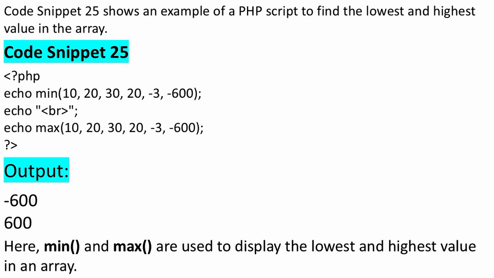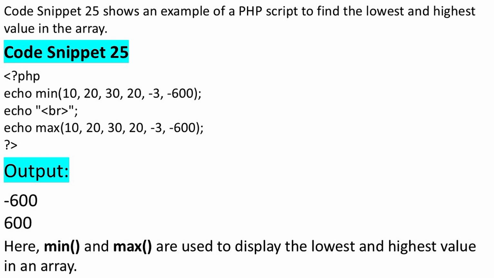Then, a line break is added using echo to separate the results for better readability. Next, the script uses the max function in a similar way. Echo max(10, 20, 30, 20, 3, 600). Now PHP once again scans through all the numbers, but this time it looks for the largest one. Out of all these values, 600 is the highest. Therefore, when the code runs, PHP prints 600 as the result.